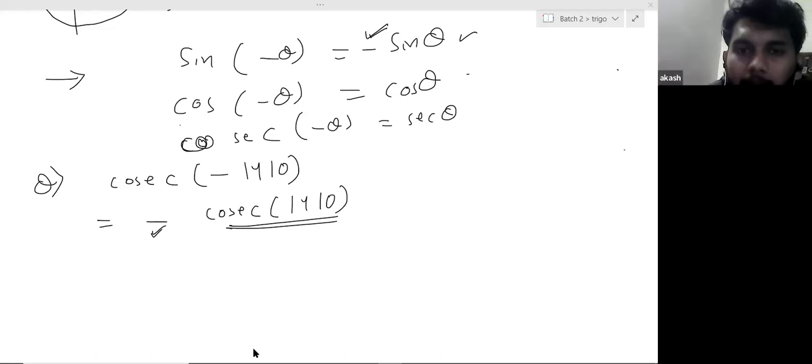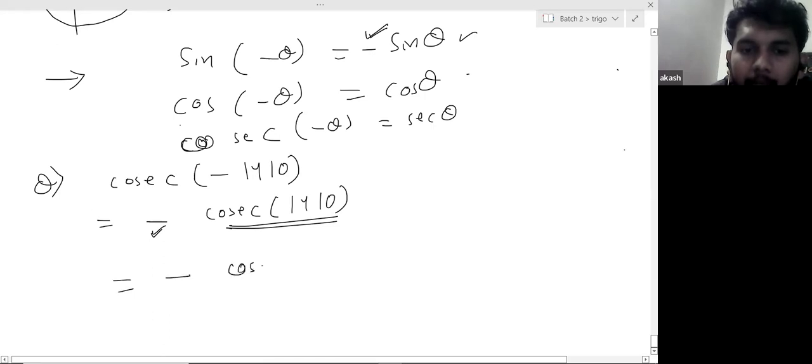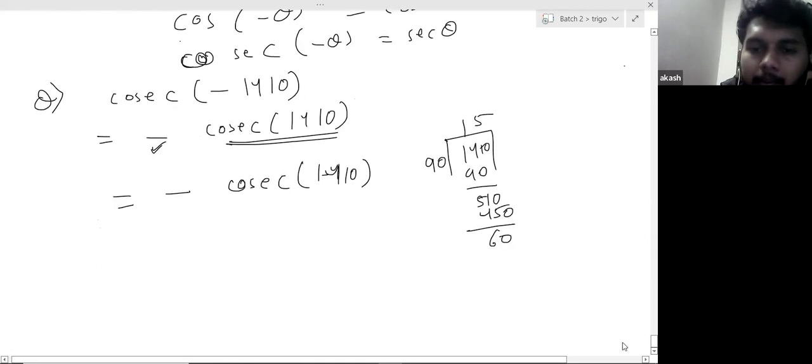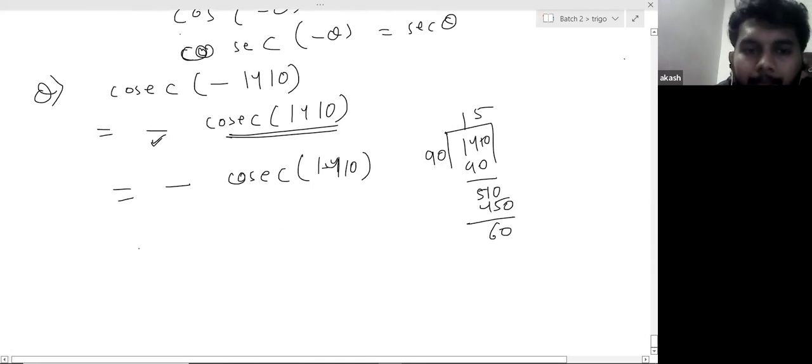All right, how to solve this one? Let's see. The first step is to take this negative sign outside. So we have cosec 1410. Let's divide this by 90. 90 times 15 is 1350, and the remainder is 60. So we can write this as minus cosec of 90 into 15 plus 60.